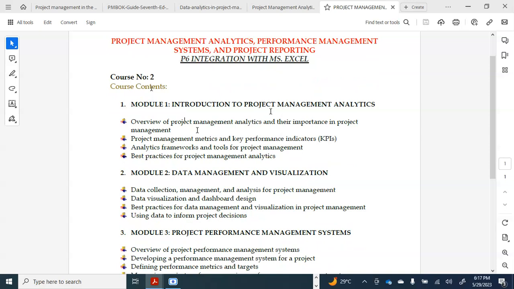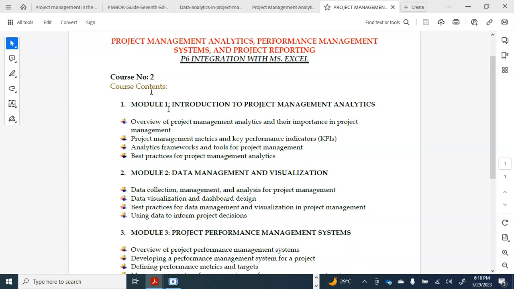But as usual, we'll always start from the theoretical aspects to have that foundational knowledge regarding project management analytics, performance management systems, and project reporting. I will teach us how to build a performance management system, that's PMS, and how to do reporting in project management. That's what this training is all about.